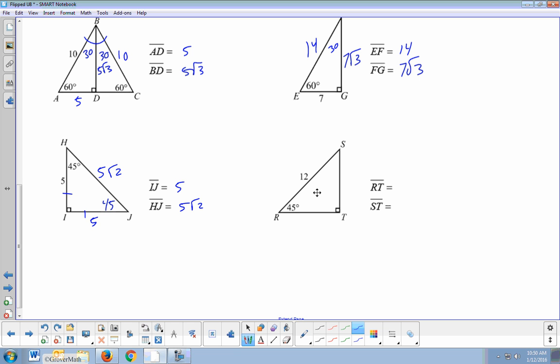Okay, one more. 45, 90, so this has to be 45. And I'm looking for both of these sides. And I give you the hypotenuse. But this is where students tend to get stumped on the 45, 45, 90, because they say, wait a minute, isn't this supposed to be something rad 2? Well, maybe it is. Maybe these are radicals, and a radical times rad 2 kind of thing.